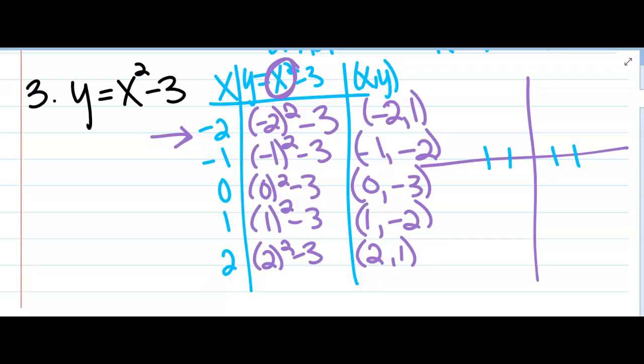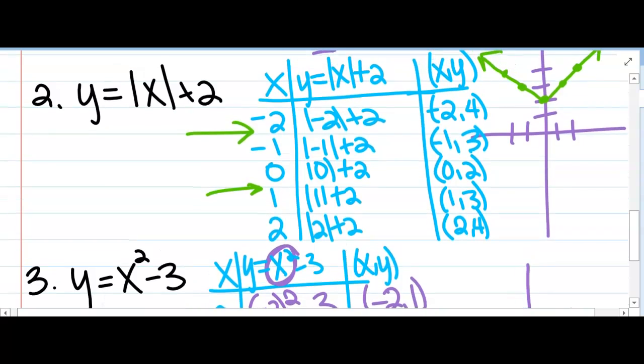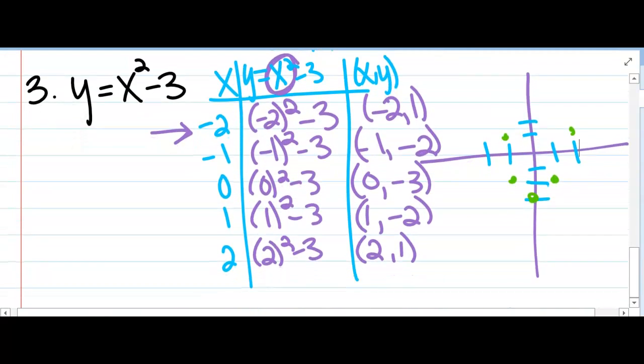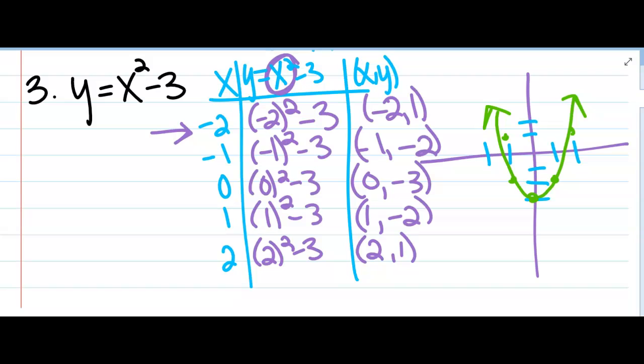Now this time, when we put these on our graph, it's going to look kind of like the absolute value function. So I get negative 2 comma 1, negative 1 comma negative 2, 0 comma negative 3, 1 comma negative 2, and then 2 comma 1. At first glance it may look just like the absolute value function, but the absolute value function formed straight lines on the left and on the right. If you were to do this really accurately on graph paper, you would notice that these are not straight lines; this one ends up being a curve. A quadratic function is going to end up being a curve.